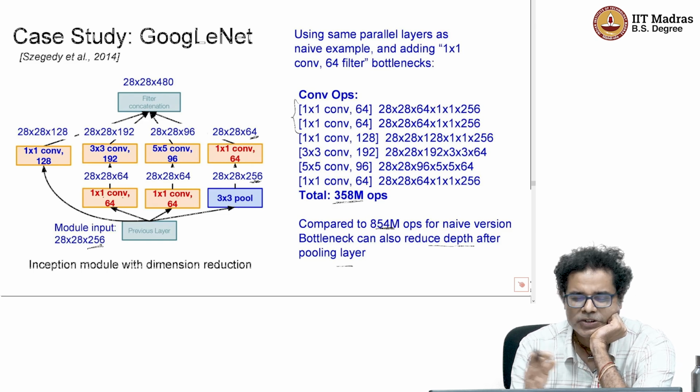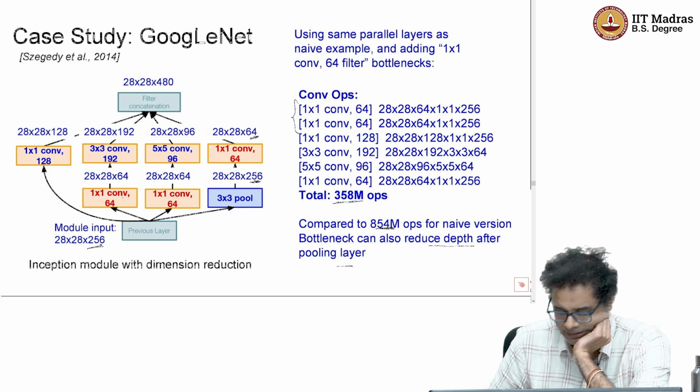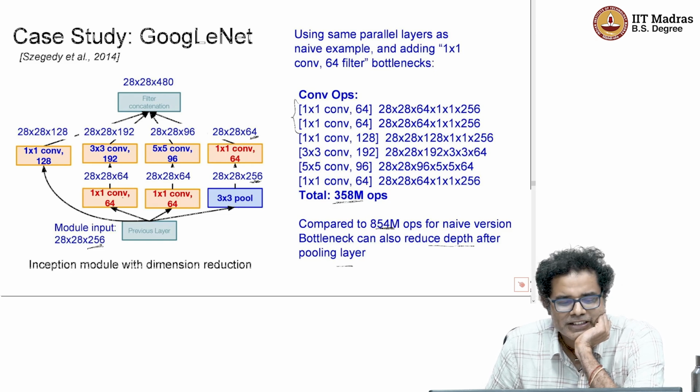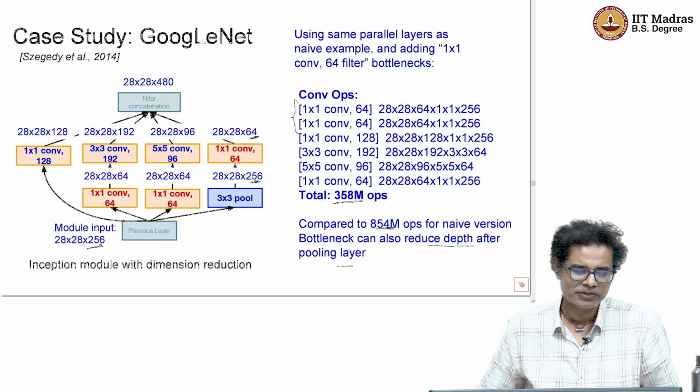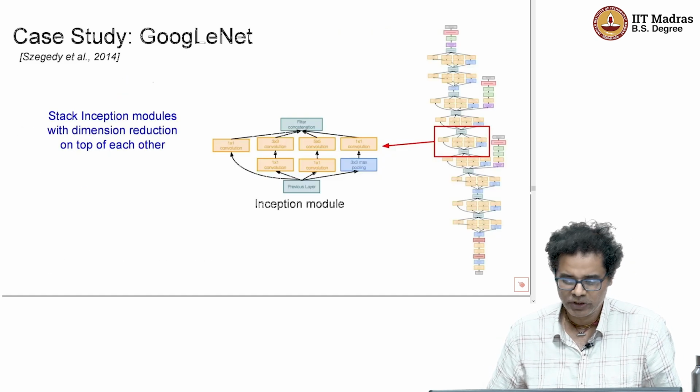But generally, as we go deeper, the number of channels only increases, so that's why it has shown more. But by using all this 1 cross 1, we can actually reduce it also if you want. So this is the advantage of doing this 1 cross 1 convolution or bottleneck layers. And that is the Inception module. Basically, this is the Inception module.